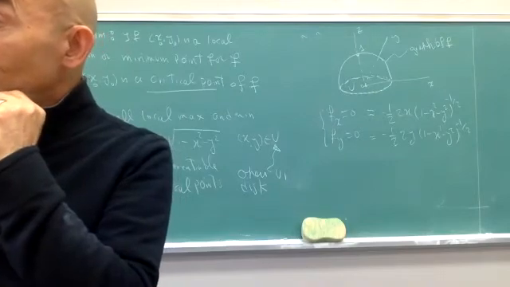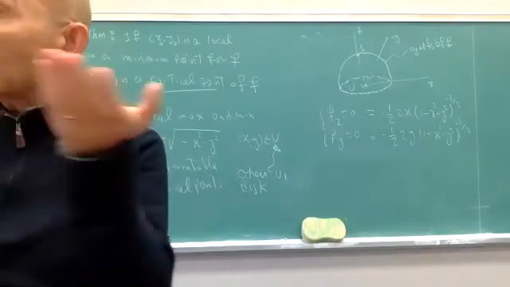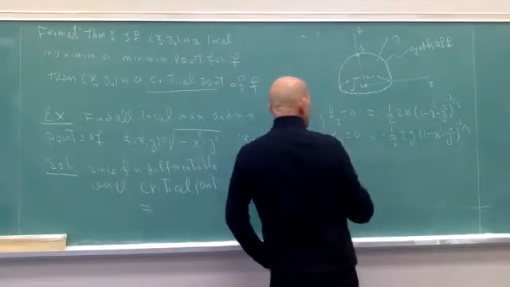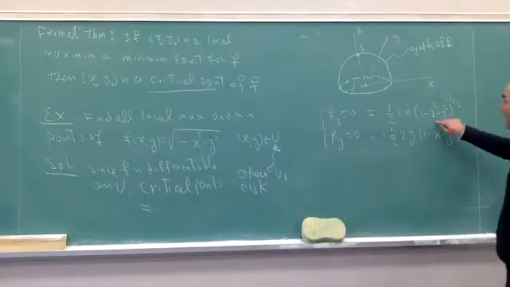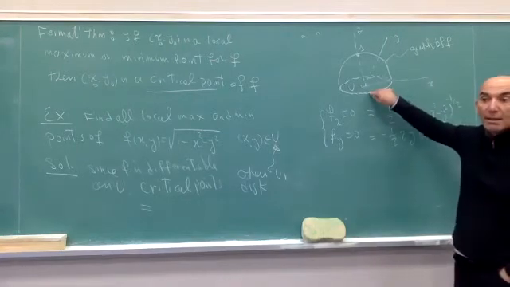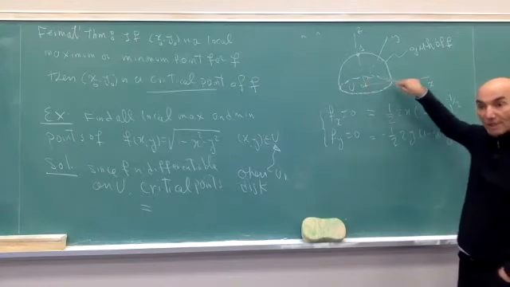When x, y is 0, 0, both of them are actually 0. Exactly. So this has only one solution, and the reason is that this is never going to be 0 because we are inside. We excluded the boundary.